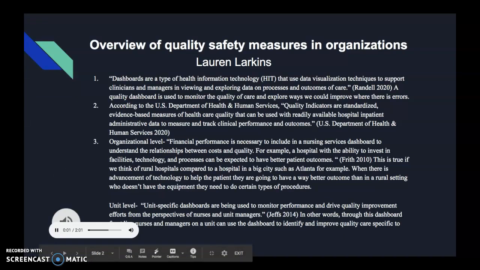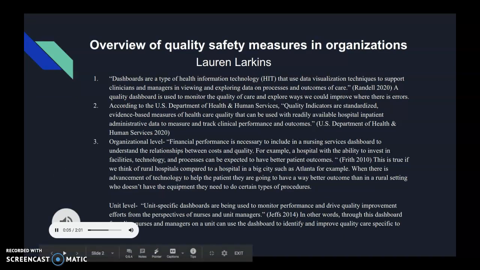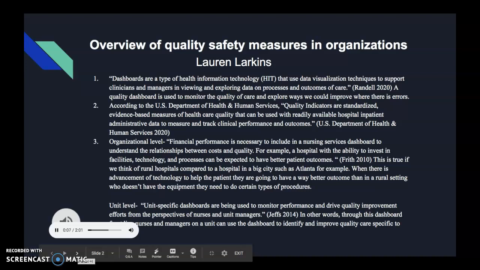Hello, this is Lauren Larkins, and I did the overview of quality, safety measures, and organizations slide. Number 1. Dashboards are a type of health information technology that use data visualization techniques to support clinicians and managers in viewing and exploring data on processes and outcome of care. A quality dashboard is used to monitor the quality of care and explore ways we can improve where there are errors.